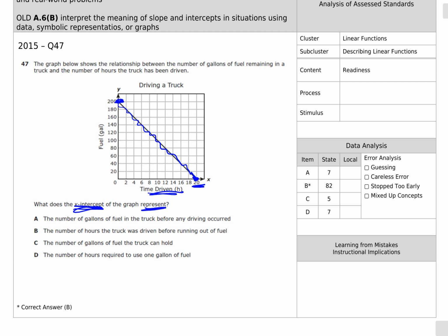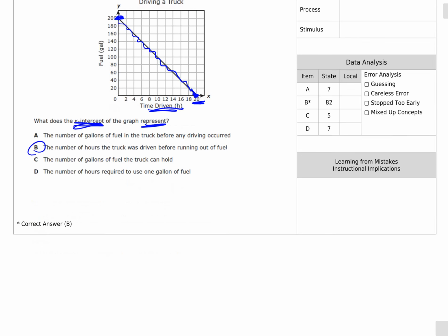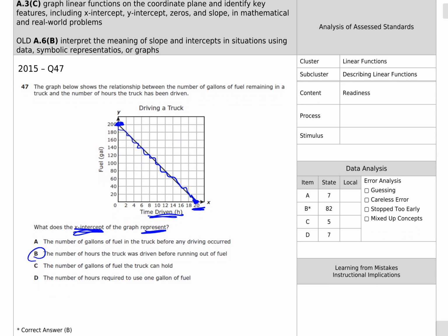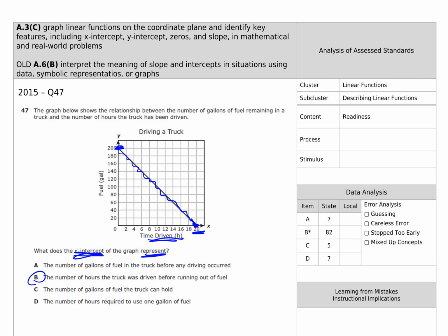What happened in that 20 hours? Well, we ran out of fuel. So the answer that says that is B, the number of hours the truck was driven before running out of fuel. B's the answer. All right, that is TEK A.3C.